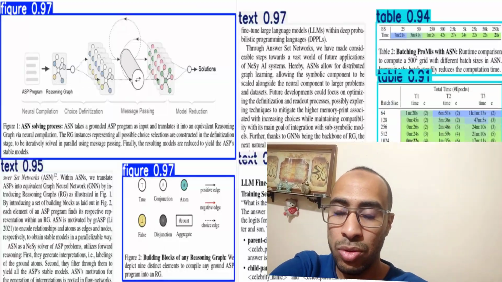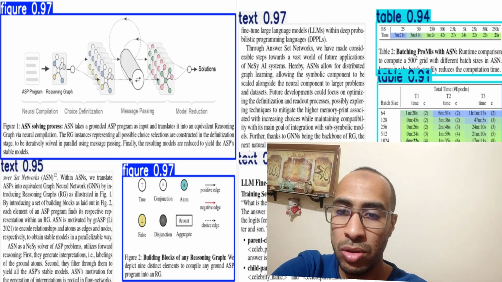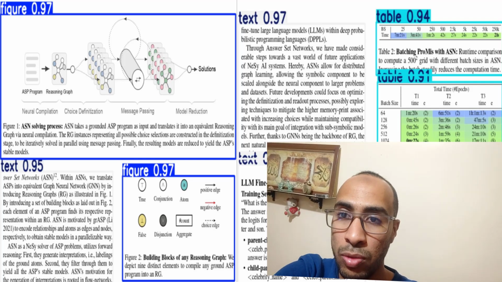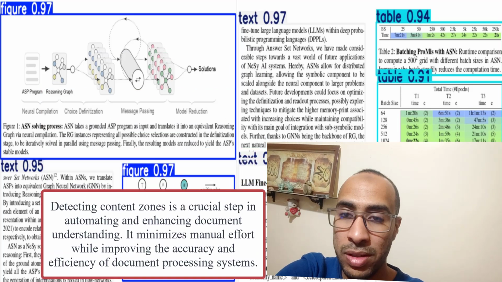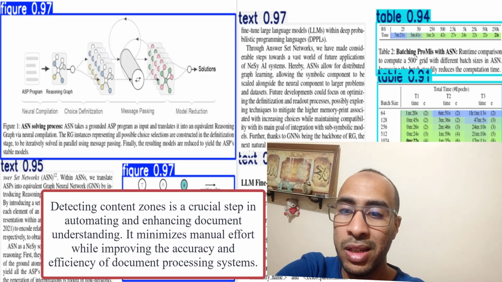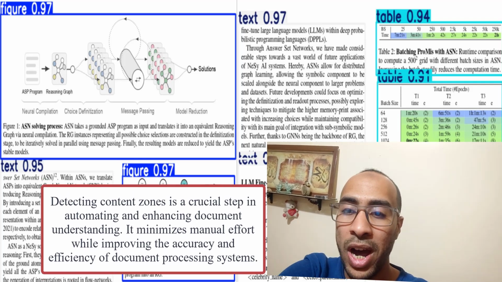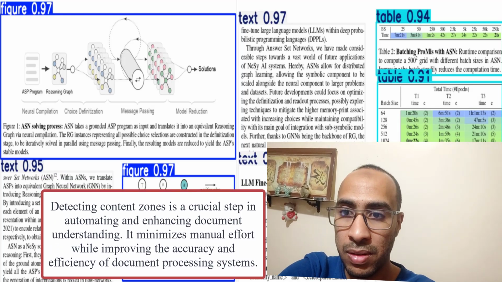Today I'll guide you through detecting content zones in a research paper, whether it's text, figures or tables, by fine-tuning YOLO v11 using custom datasets from the Roboflow universe. Detecting content zones is a crucial step in automating and enhancing document understanding. It minimizes manual effort while improving the accuracy and efficiency of document processing systems.